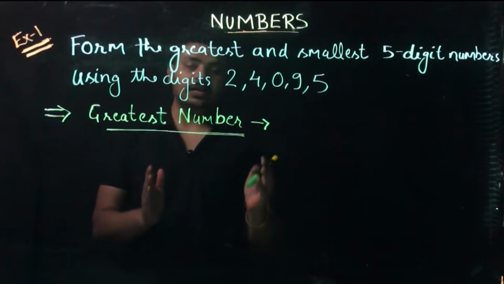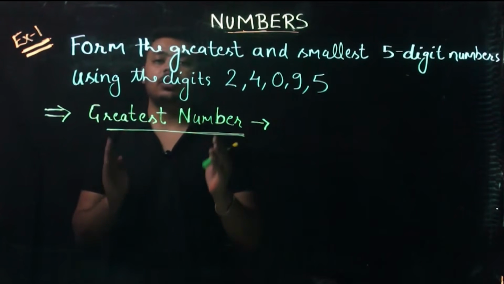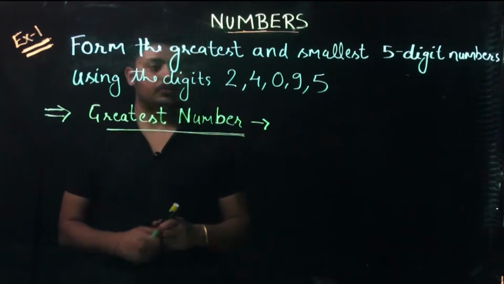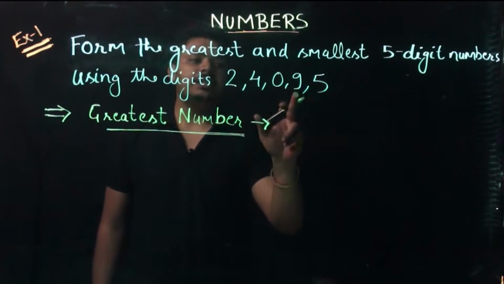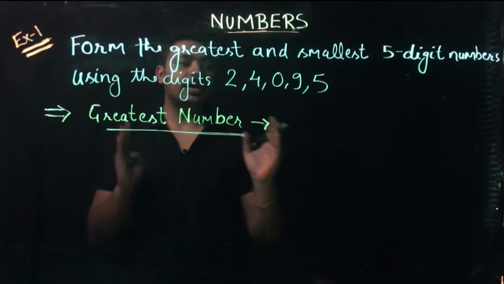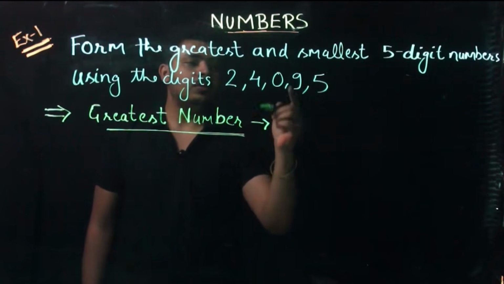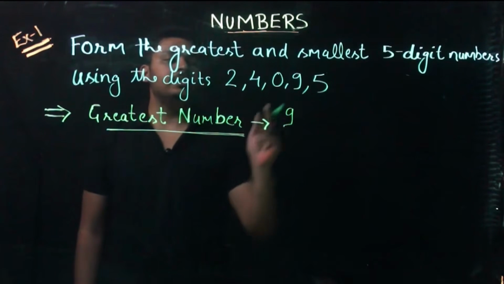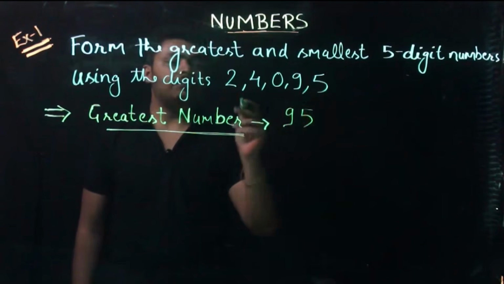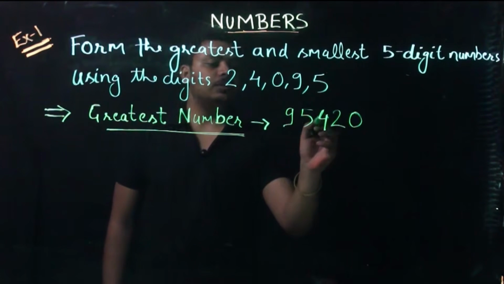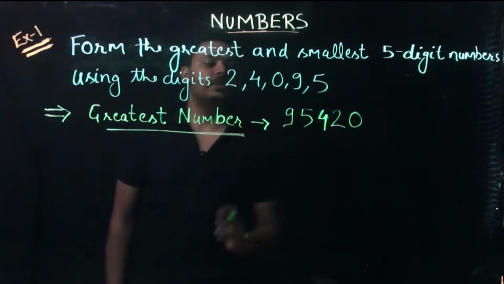That is, the greatest digit in the greatest place value column and the smallest digit in the least place value column. So here we have the greatest digit, that is 9. From our left hand side, we place the greatest digit first. So our first digit is 9. Then after 9, the greatest digit is 5. Then after 5, we have 4. Then 2. And at last it is 0. So this is our greatest 5-digit number.